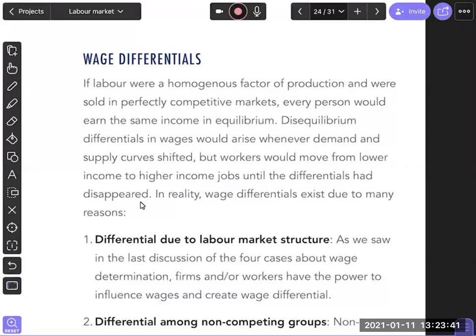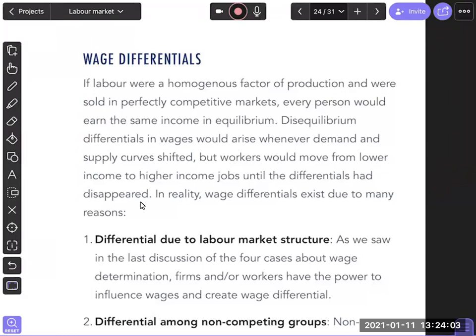Okay, so guys, last discussion was about wage determination. We saw labor market structures result in different wages. We saw perfect competition was giving you a high wage or a fair wage, while monopsony was trying to give you less wage, and also the employment level was also low.